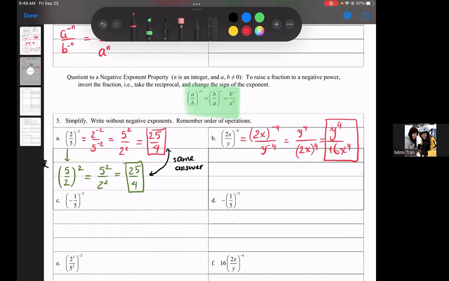Now, when I ask you to flip, the only thing you flip is a fraction. Everything else stays the same. And change your exponent to positive. You don't touch this.